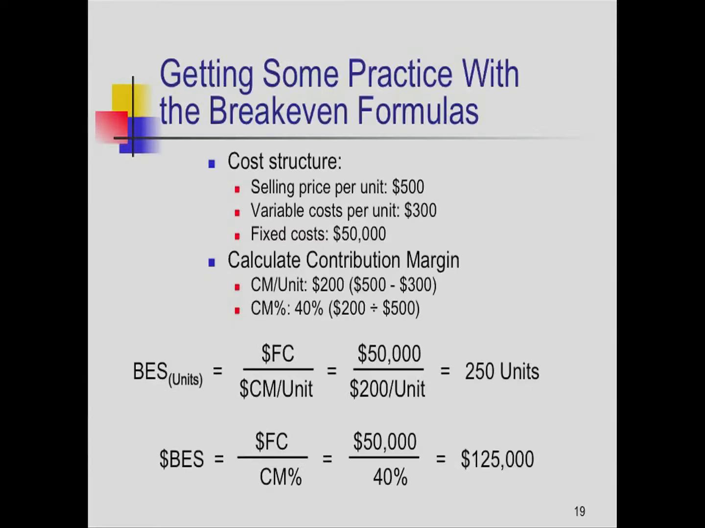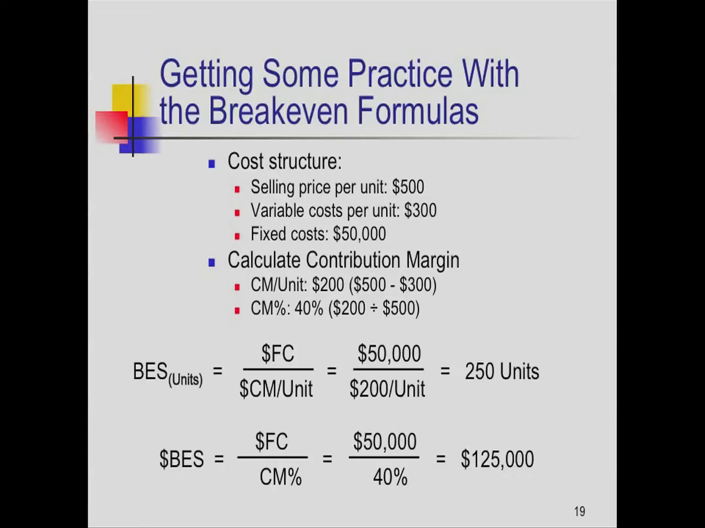So some examples. Let's go with a cost structure with slightly different numbers. We have a selling price per unit of $500, variable costs of $300. What's the contribution margin? Selling price is $500, for one unit variable costs are $300. What's the contribution margin per unit?